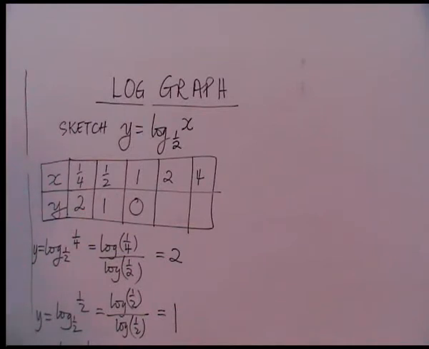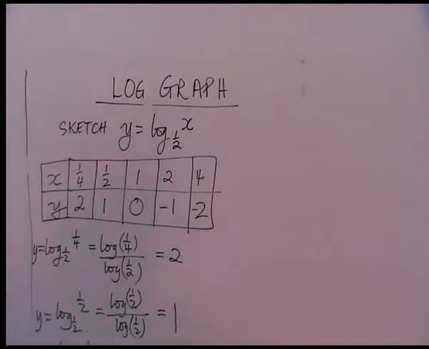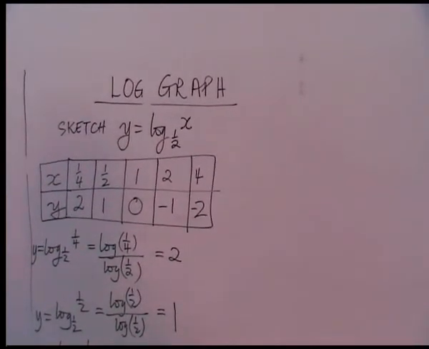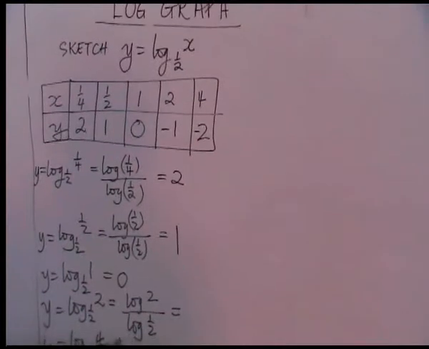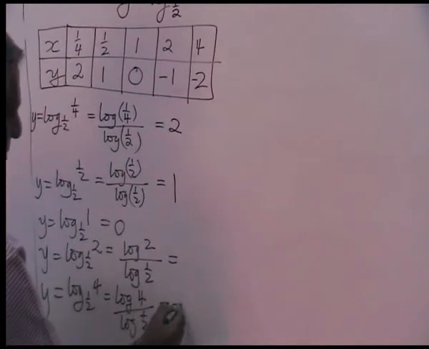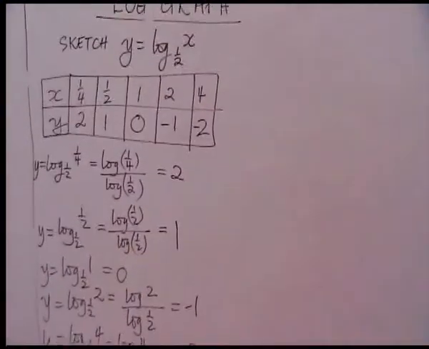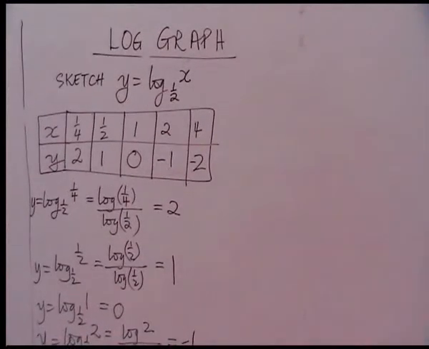Then y is equal to log of 2 to the base half, and that will become log of 2 over log of half. And when you put that into the calculator, you will get minus 1 for that. And similarly, you will get minus 2 for that. Alright, so if you want, I will just do the last one for you. y is equal to log of 4 to the base half, which is equal to log of 4 divided by log of half. Put that in the calculator and you will get minus 2. Okay, so that's how you build your ordered pairs, and you take those ordered pairs and you plot them, and you will get the log graph.